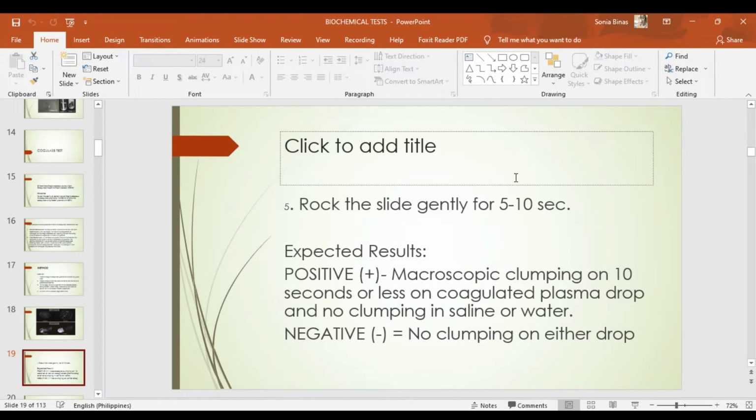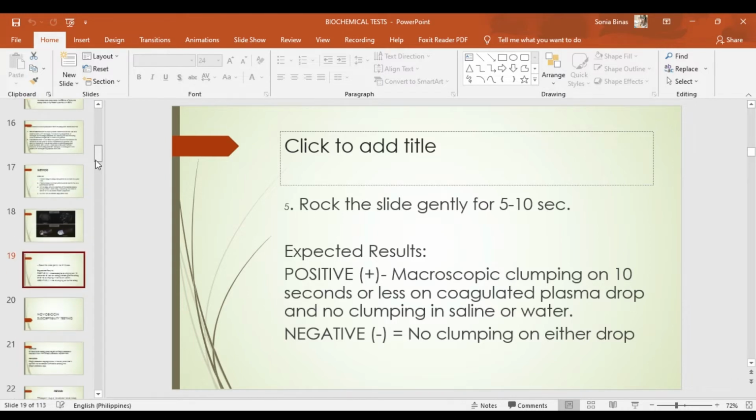So, we will rock gently the slide for 5 to 10 seconds. So the positive result, again, is macroscopic clumping in 10 seconds or less on the coagulated plasma drop and no clumping on the saline water. But pag negative po, no clumping on either drop. Mapa-plasma or mapa-saline, dapat wala siyang clumping.